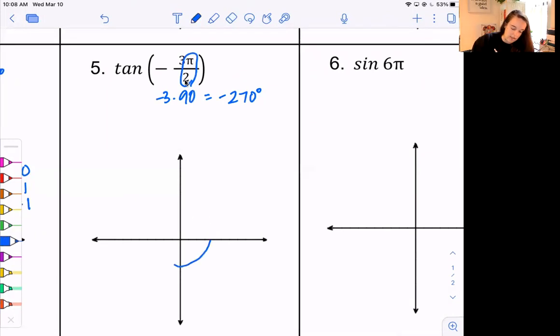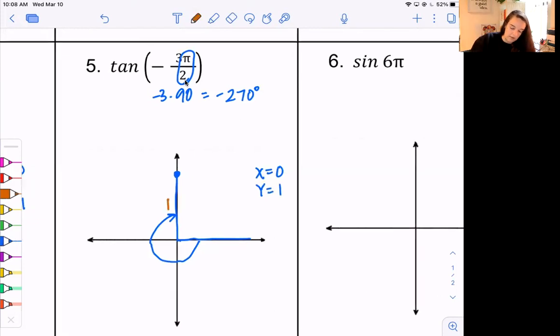So I'm going to go 90, 180, and all the way around to 270. So that's negative 270, this angle over here, from here all the way to here. So I end up here again. Let's think back. What is my x? I have not gone left or right, so my x is still 0. What is my y? I'm still at positive 1 because I've gone up 1.